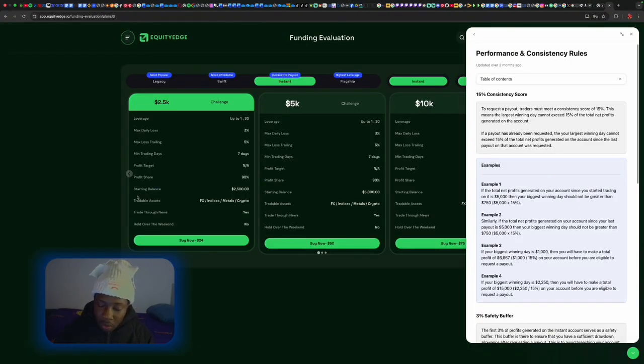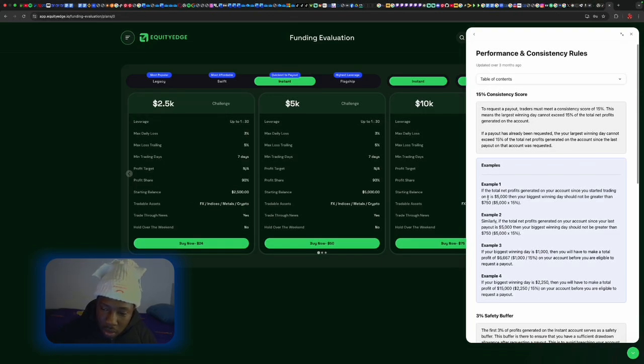But the wins you are making below 500, they must add up to 3,333 for you to be able to withdraw that money. Otherwise you are not going to withdraw.